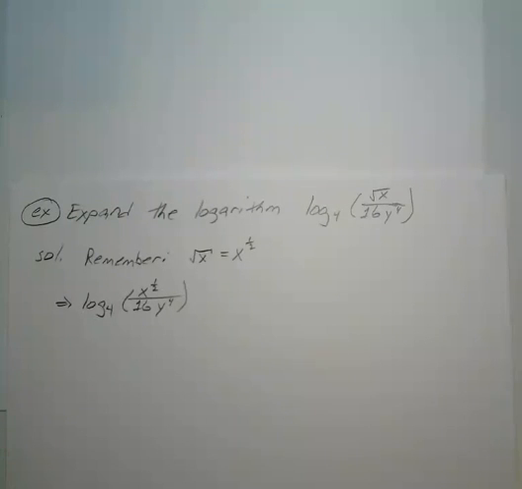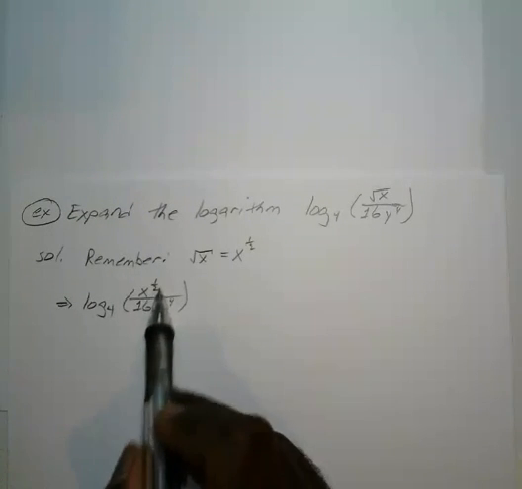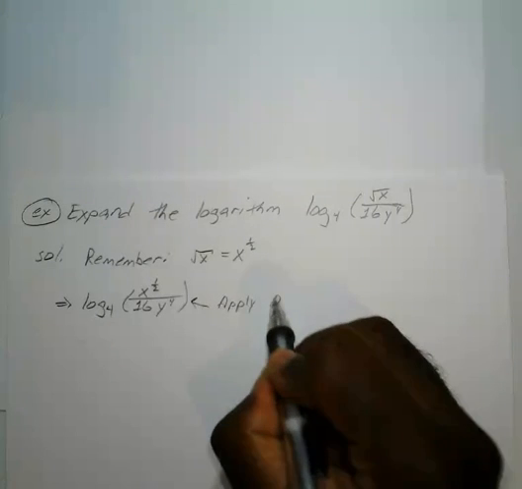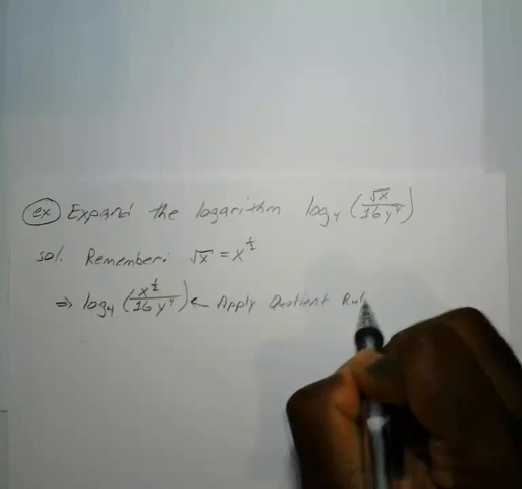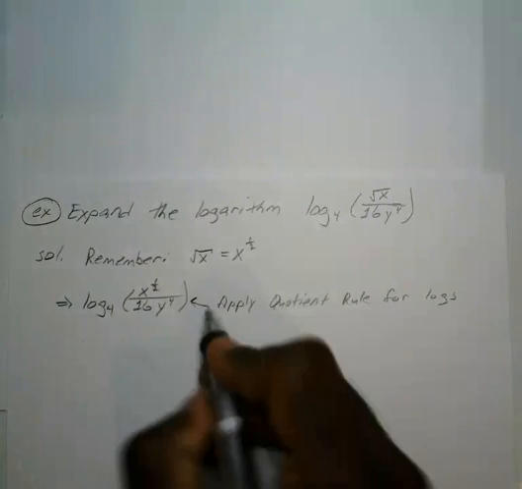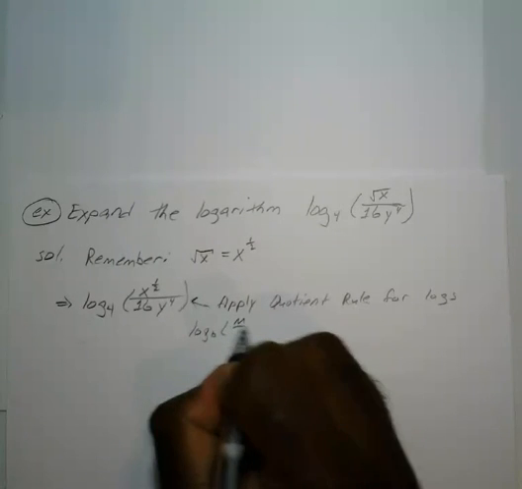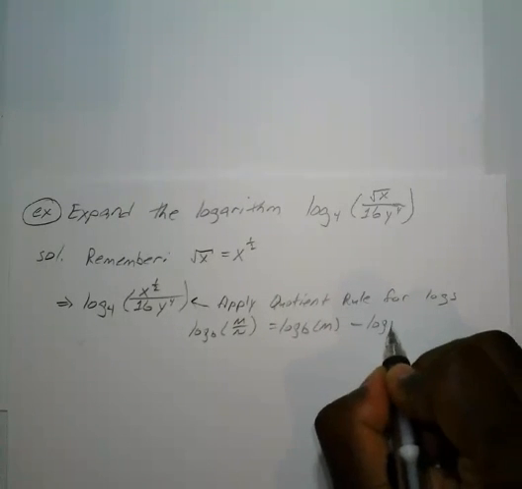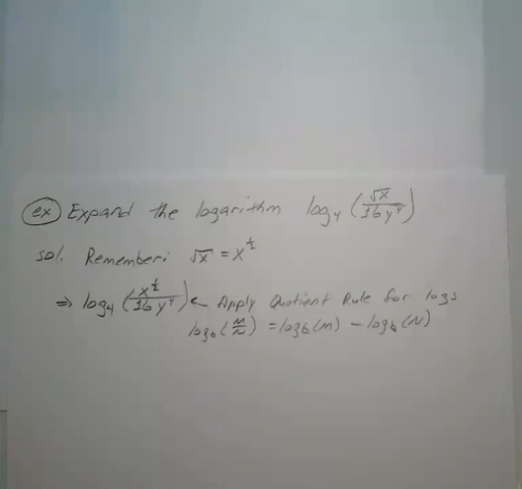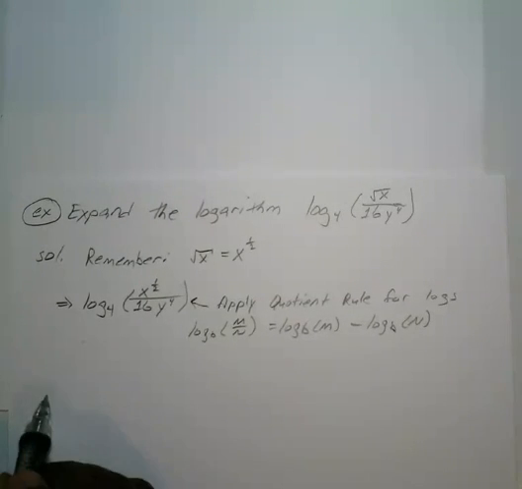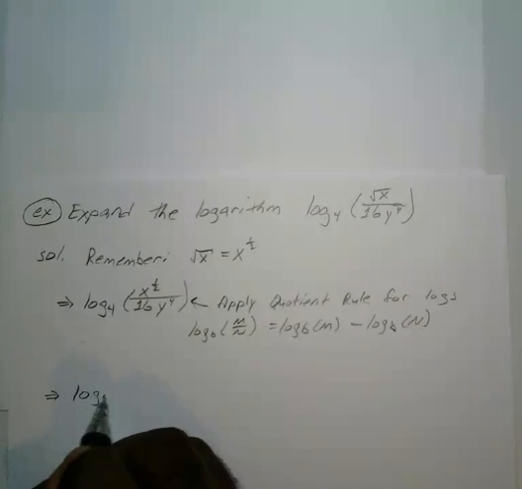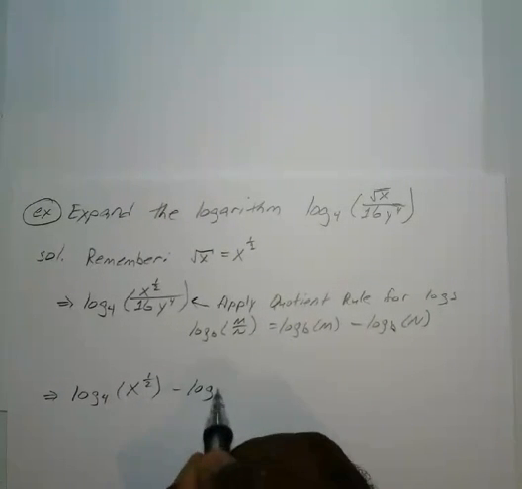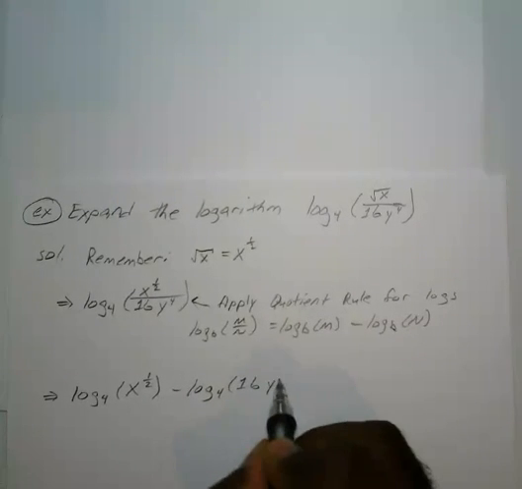Okay, now the first thing you're going to notice is the fact that this is division. So we're going to apply the quotient rule for logarithms. Remember, that's log base b of m divided by n equals log base b of m minus log base b of n. Okay, so we're going to go ahead and apply that quotient rule, which means if we do that here, it's going to be log base 4 of x to the 1/2 power minus log base 4 of 16y to the 4th power.